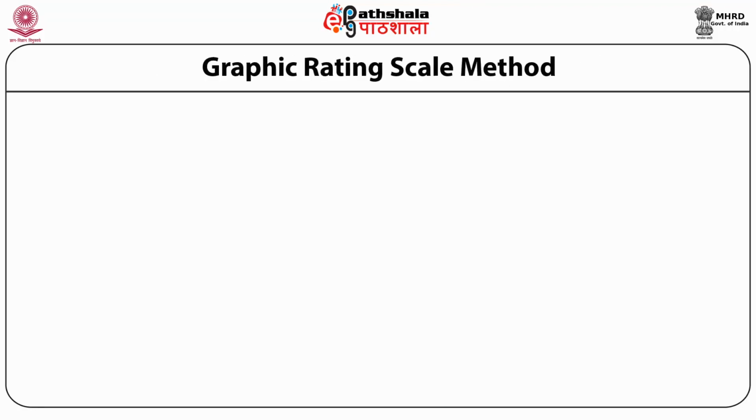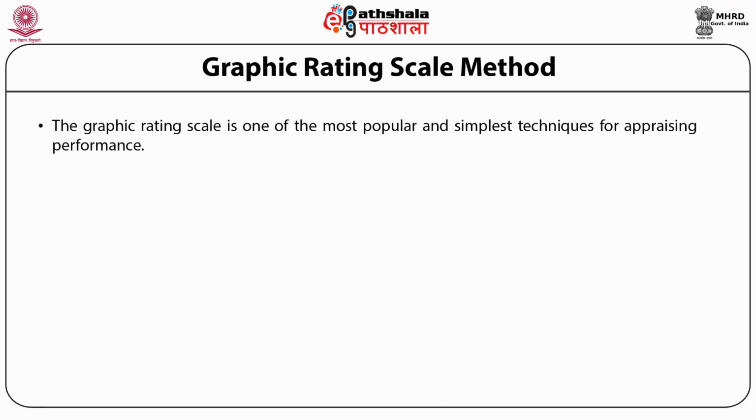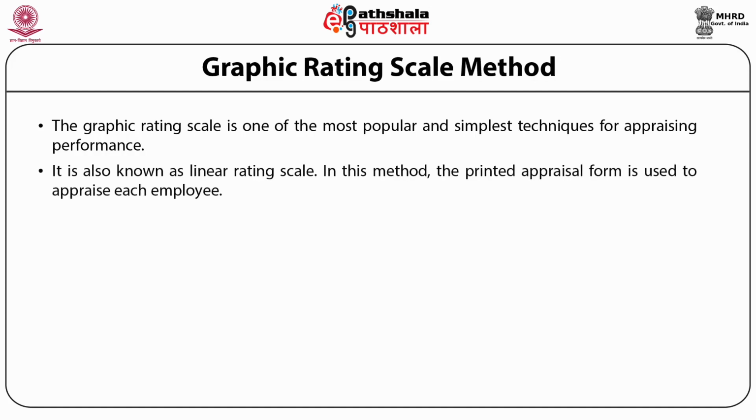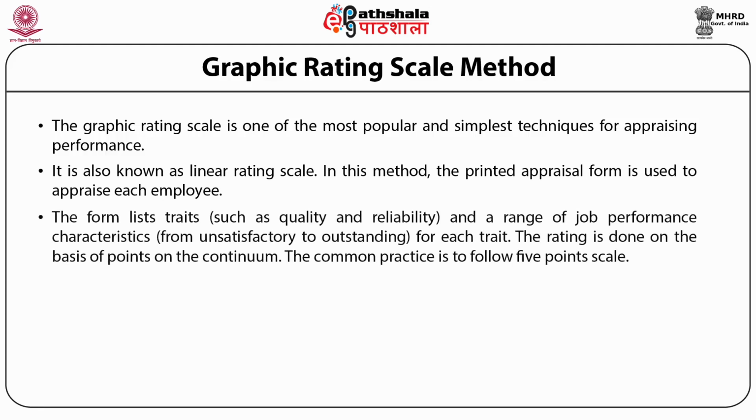The graphic rating scale method. The graphic rating scale is one of the most popular and simplest techniques for appraising performance. It is also known as linear rating scale. In this method, the printed appraisal form is used to appraise each employee. The form lists traits like quality, reliability, and a range of job performance characteristics from unsatisfactory to outstanding. For each trait, the rating is done on the basis of points on the continuum. The common practice is to follow the 5 points scale.